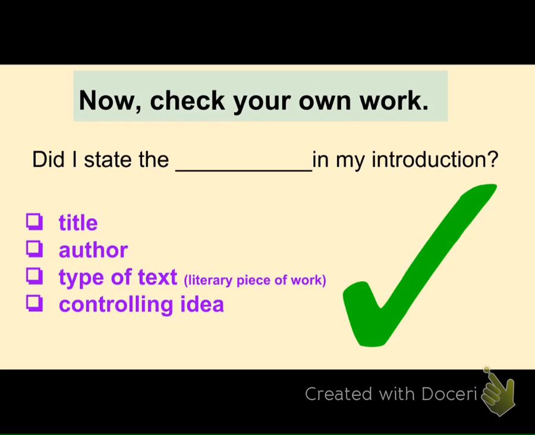Now I want you to go back and check your own writing. So far, did I state all of these things in my introduction? The title, the author, what type of text you're analyzing, and the controlling idea or thesis statement. If you have all of these things, then you are finished. If you are missing something, you need to go back, rewatch this video, and add that. Okay, you have now finished this video.